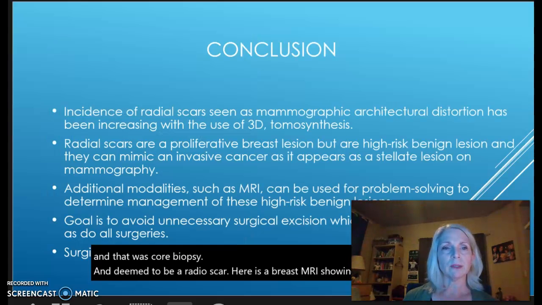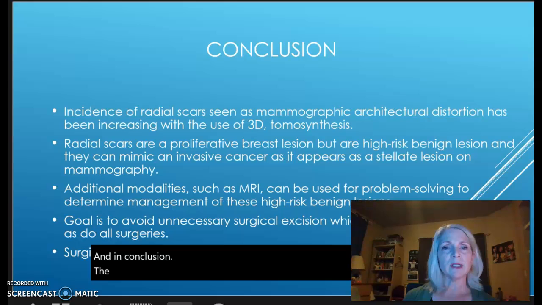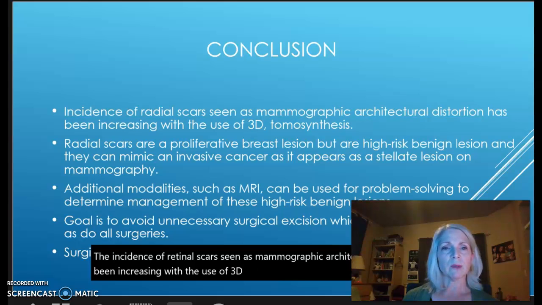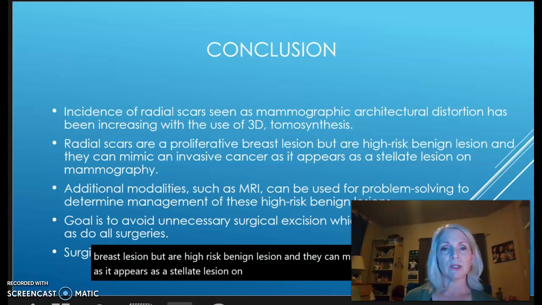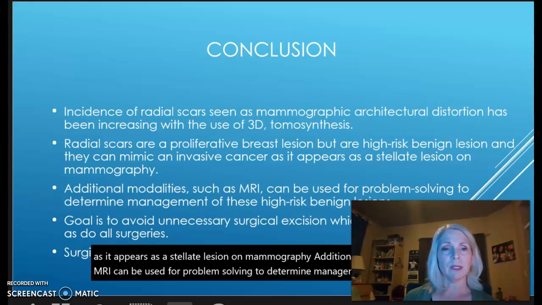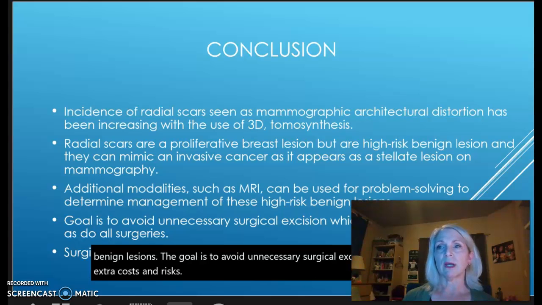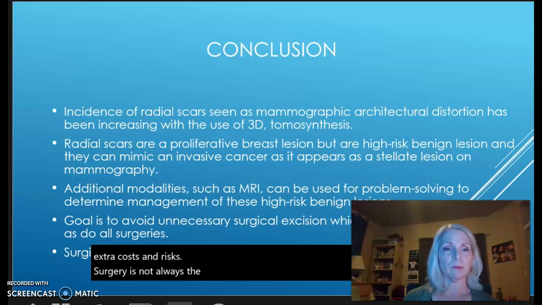And in conclusion, the incidence of radial scars seen as mammographic architectural distortion has been increasing with the use of 3D tomosynthesis. Radial scars are a proliferative breast lesion but are high-risk benign lesions, and they can mimic an invasive cancer as they appear as a stellate lesion on mammography. Additional modalities such as MRI can be used for problem solving to determine management of these high-risk benign lesions. The goal is to avoid unnecessary surgical excision, which carries extra costs and risks. Surgery is not always the best option and should be avoided.